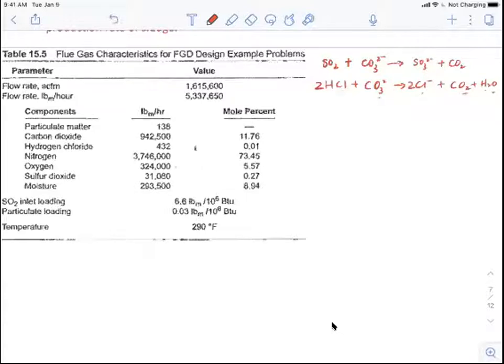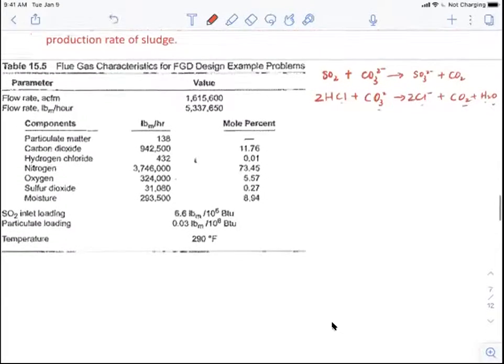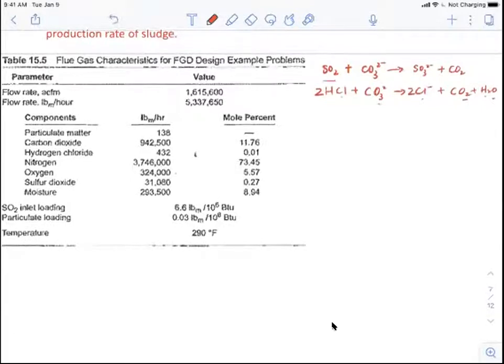Now we know that in order to neutralize 1 mole of sulfur dioxide, we have to provide 1 mole of the carbonate ion. And in order to react with 2 moles of hydrogen chloride, we need to provide 1 mole of carbonate ion. So basically, if you want to remove 1 mole of HCl, you need to provide 0.5 mole of carbonate ions. From these 2 equations, we can find the stoichiometric ratio.